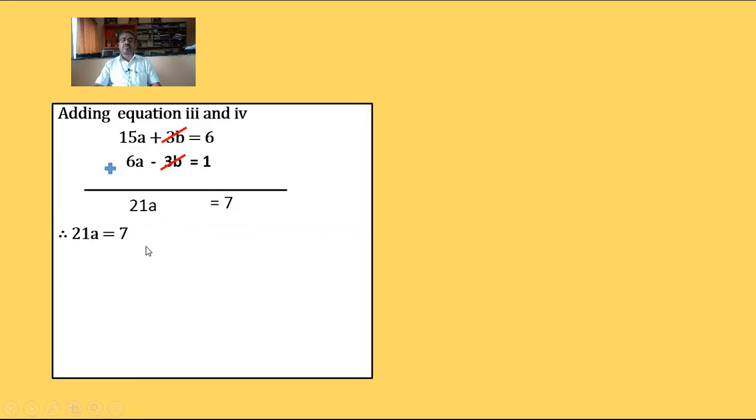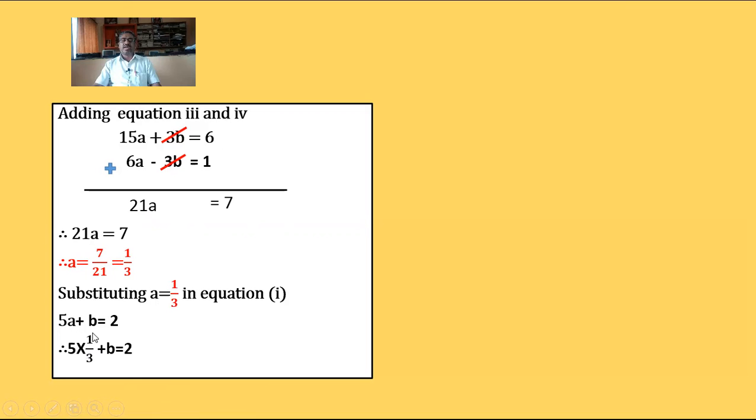Therefore, 21 goes down to the RHS, then we divide. a is equal to 7 upon 21. 7 threes are 21. Therefore, a is equal to 1 upon 3. Substitute the value of a is equal to 1 upon 3 in equation 1. Equation 1 is 5a plus b is equal to 2. Therefore, 5 multiplied by 1 upon 3 plus b is equal to 2, a replaced by 1 upon 3.